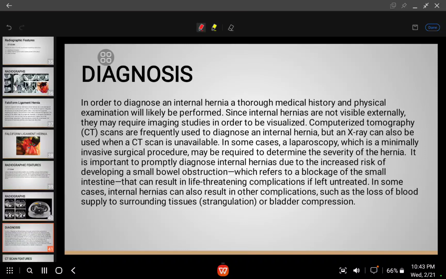It is important to promptly diagnose internal hernia due to the increased risk of developing small bowel obstruction, which refers to the blockage of the small intestine that can result in life-threatening complications if left untreated. In some cases, external hernia can also result in other complications such as the loss of the blood supply to the surrounding tissues, strangulation, or bladder compression.